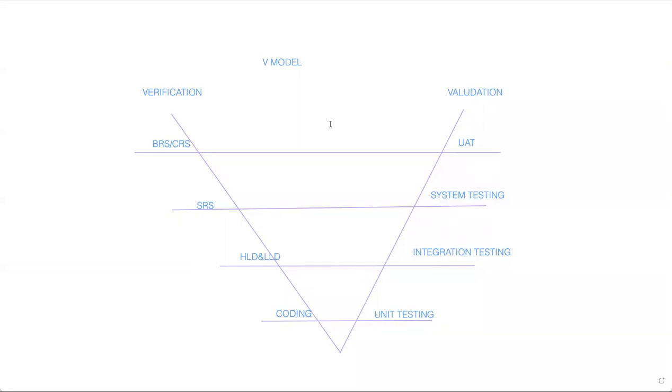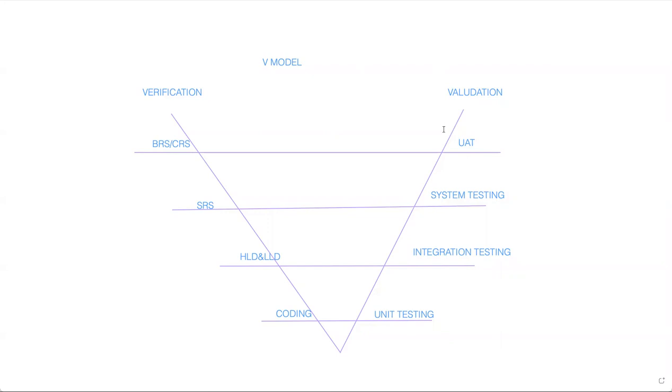In this model, all the development and testing activities go in parallel. If you see, one side is verification. This part is completely the verification part, which comes under the development activities, and this other side is where the testing activities will be done.